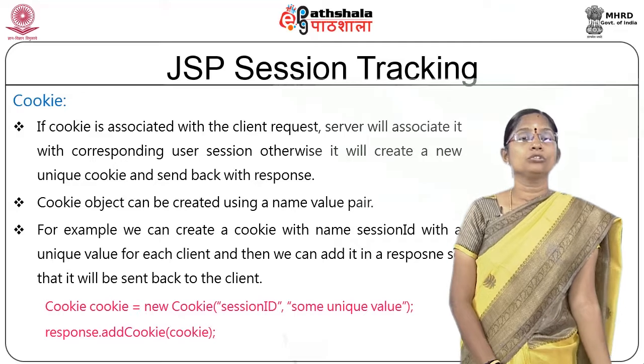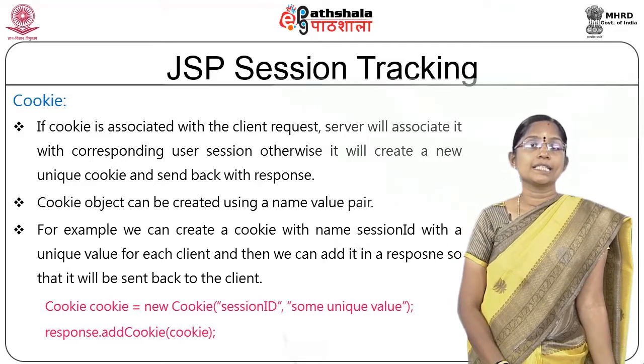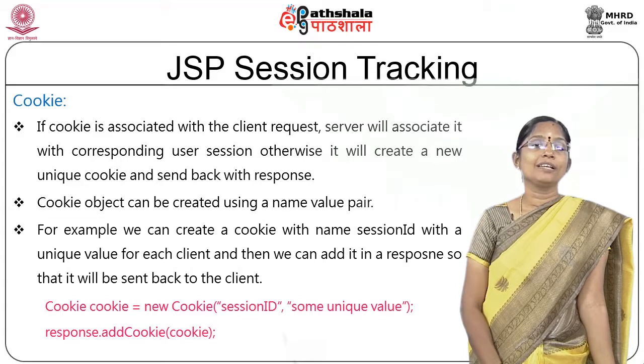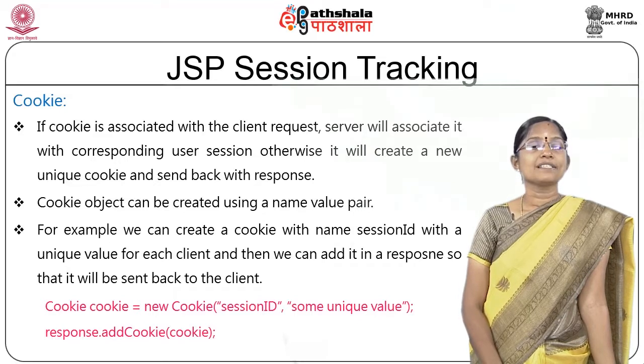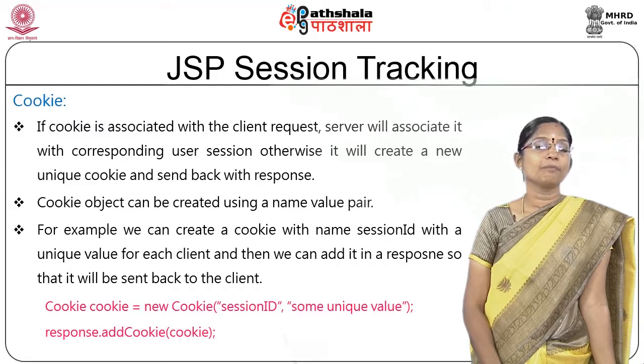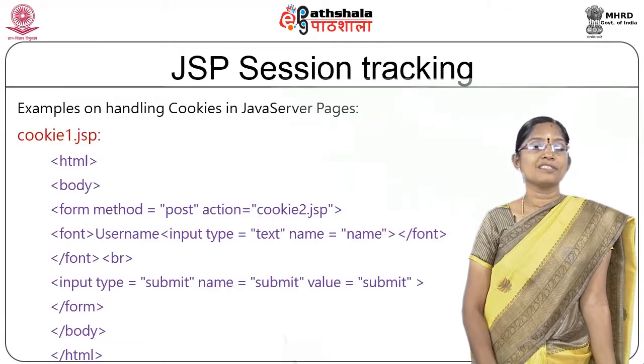Now let us look at session tracking using cookies in JSP. If a cookie is associated with the client request, the server will associate it with the corresponding user session. Otherwise, it will create a unique cookie and send it back with the response. A cookie object is normally created using a name-value pair. Here Cookie is the class name, the second cookie is the object name, equal to new Cookie with sessionID and some unique value given. After creating the cookie, it is added to the response from the server side.